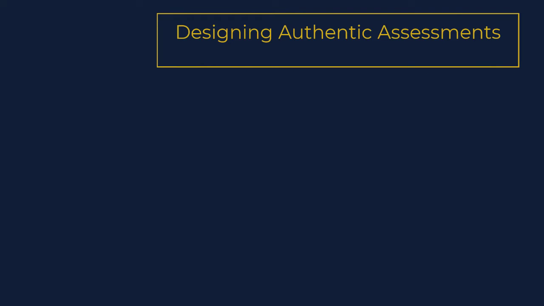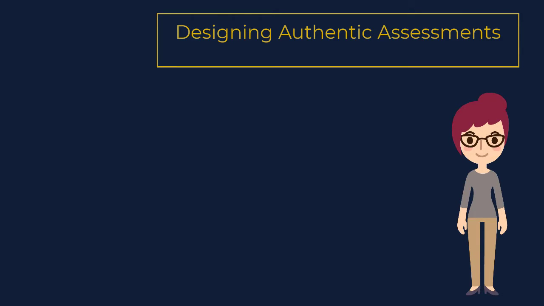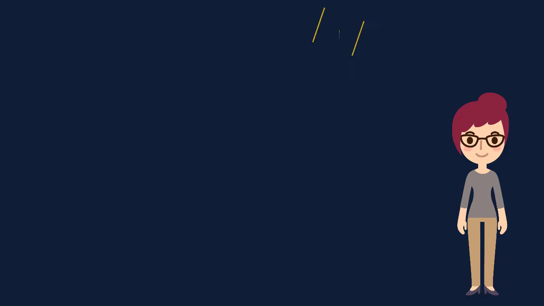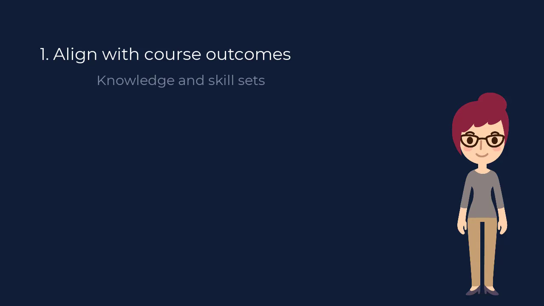So let's look at the anatomy of an authentic assessment. There are some key characteristics that are typical of authentic assessments. They are tightly aligned with the course outcomes and the module level learning objectives. Alignment provides an authentic and explicit evidence of learning. Begin with determining the knowledge and skill sets students should clearly demonstrate by the end of your class. These would be articulated in the course outcomes and module level learning objectives.